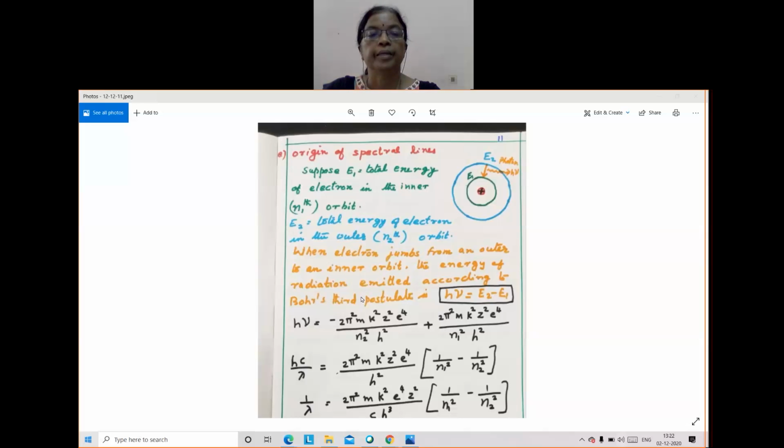peak time. So let us study the origin of spectral lines. I think you already studied the spectral lines in the hydrogen spectrum in chemistry: Lyman, Balmer, Paschen, Brackett, Pfund. These are the spectral series of spectral lines observed in the hydrogen atom.